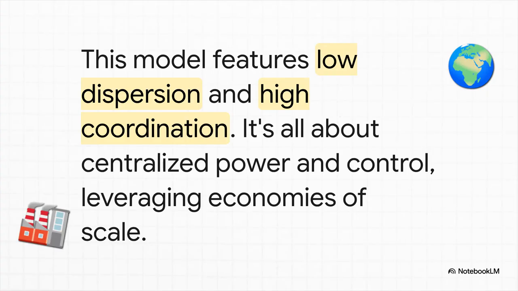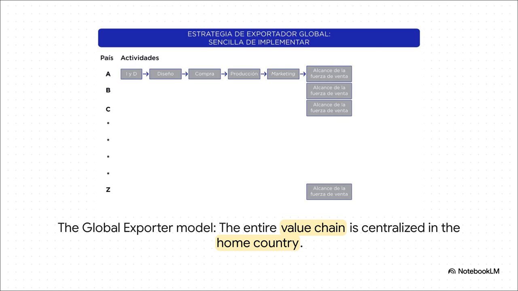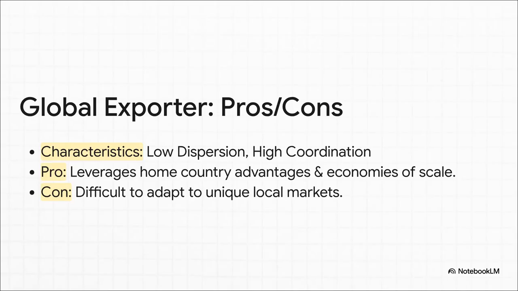First up, we have the global exporter. This model lives in that low dispersion, high coordination corner. The name of the game here is centralization, power, control, and most of all, efficiency. And you can see exactly how it works right here. Basically, the whole shebang, R&D, design, purchasing, manufacturing, it all happens in one place, the home country. The only thing that really gets spread out is the sales team, who are sent out into the world to sell the finished product.